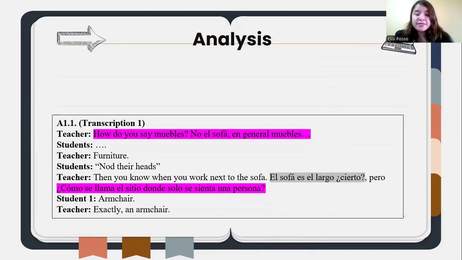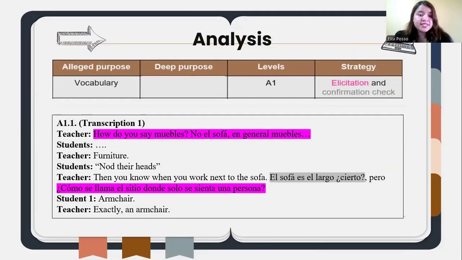The use of Spanish might initially seem like a simple vocabulary explanation, but a closer examination reveals that the teacher is relying on Spanish because both languages share similar categories. So, for instance, the teacher doesn't need to explain what furniture, sofa, or armchair are, as the corresponding terms in Spanish already convey the same concepts. Therefore, Spanish serves as a tool for positive transfer.